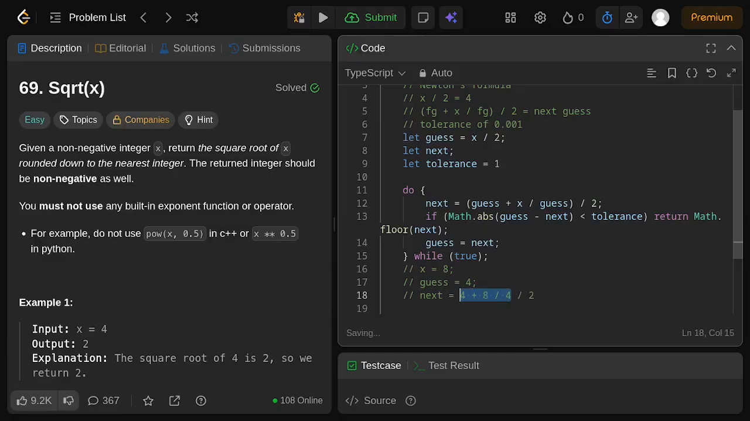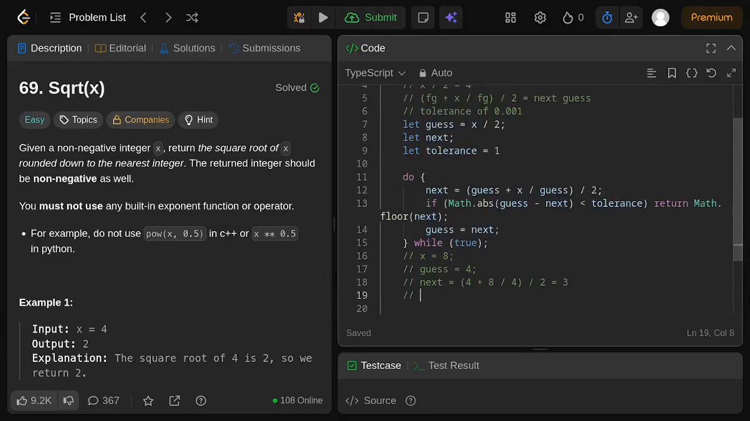But since the parenthesis takes priority, 8 divided by 2 equals 4, added to 4 equals 8, hmm, then divided by 2 equals to 3. And we got the next guess as 3. And we need to compare the 4 with the 3 to check if the difference is lower than 1, not equal to 1 but lower than 1.